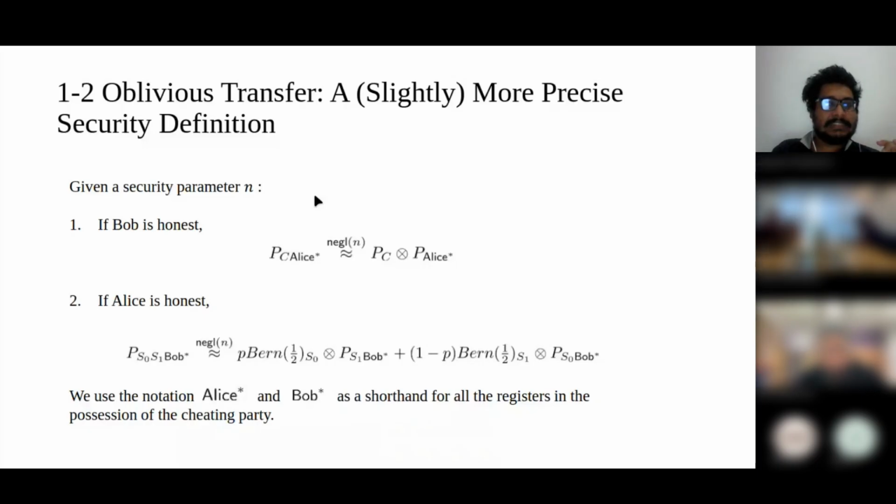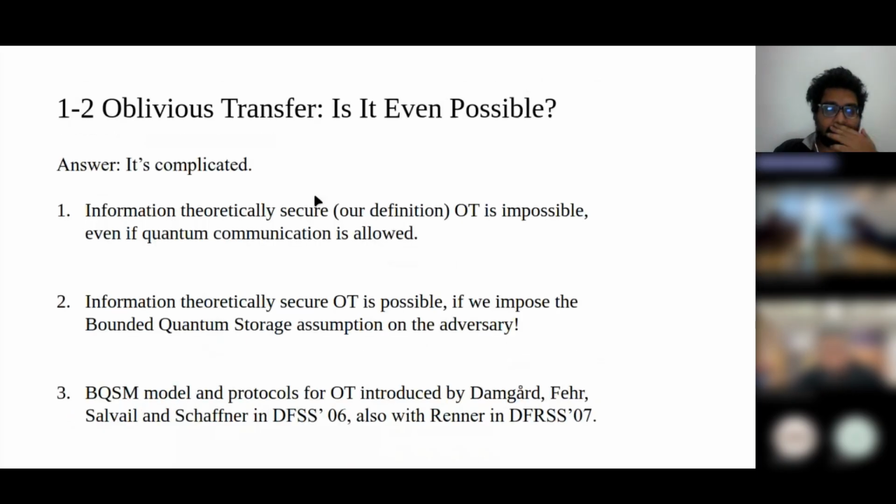Is that clear? Yeah. Thank you. Okay, no problem. More questions from this part? Okay.